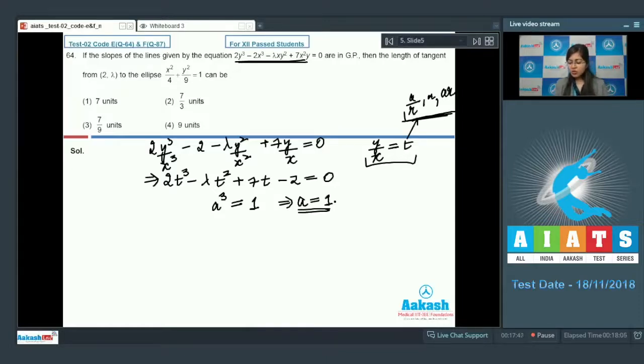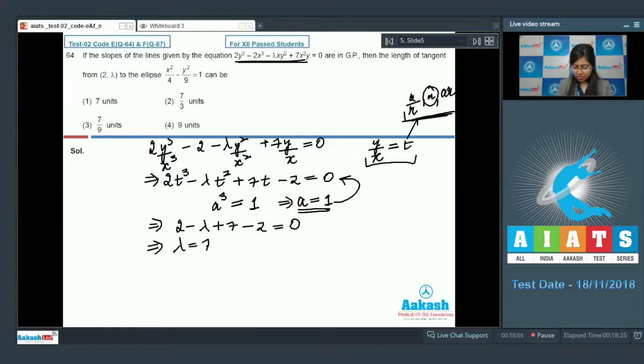right? Now we know that a is also a root of the equation in t, right? Therefore a equal to 1 will satisfy the given equation. So putting t equal to 1, we get 2 minus lambda plus 7 minus 2 equal to 0. So from here we get the value of lambda equal to 7, right? Which is given in option number 1. That is the correct answer.